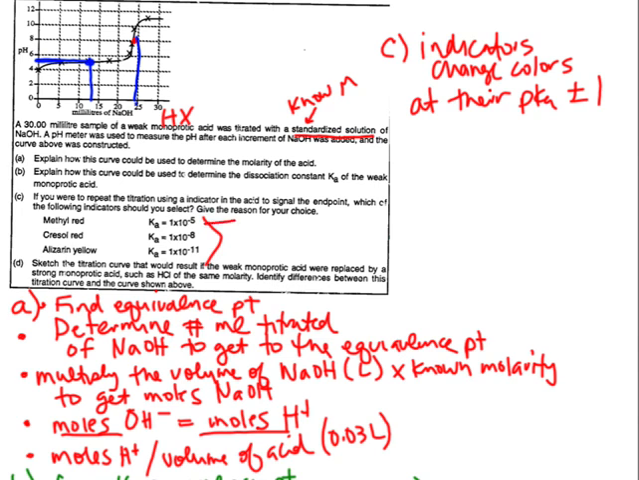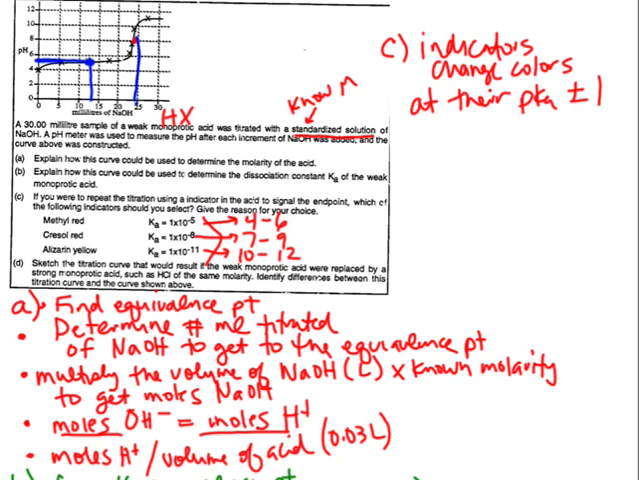So for instance, methyl red's pKa is 5. If I take the negative log of this, I get 5. So its range of color change that's visible to our sight is 4 to 6. This guy is 7 to 9, and this guy is 10 to 12. So the question is, which one is best for this titration?